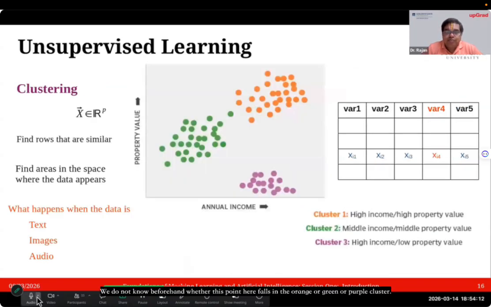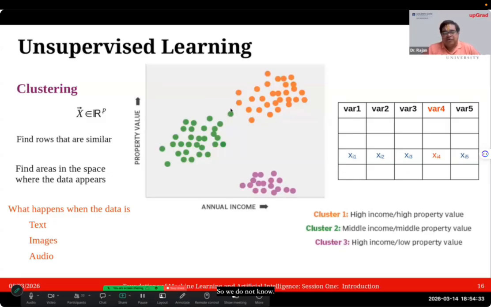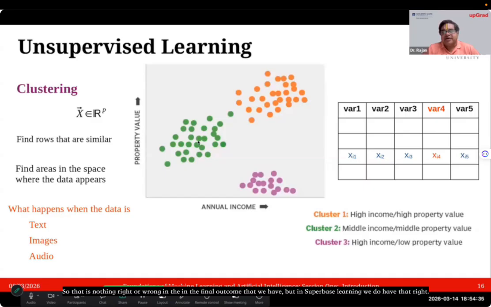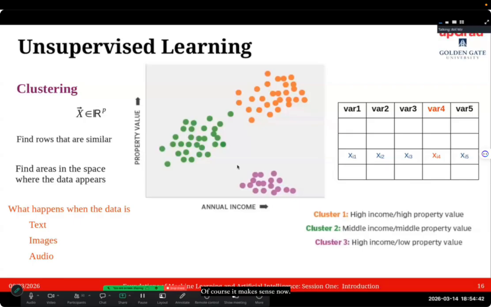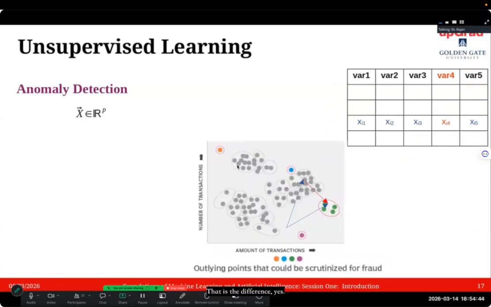We do not know beforehand whether this point here falls in the orange or green or purple cluster. It falls in the green cluster because of the definition that we used. If we had used a slightly different definition, maybe this green might have become orange. So we do not know. There is nothing right or wrong in the final outcome that we have. But in supervised learning, we do have that, right or wrong. Yes, makes sense now. Thank you. That's the difference.